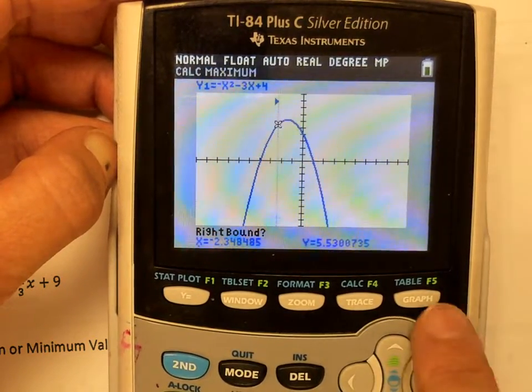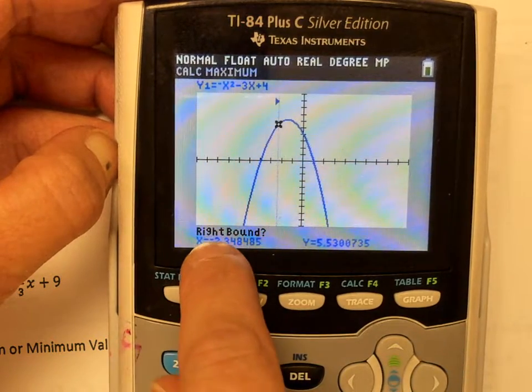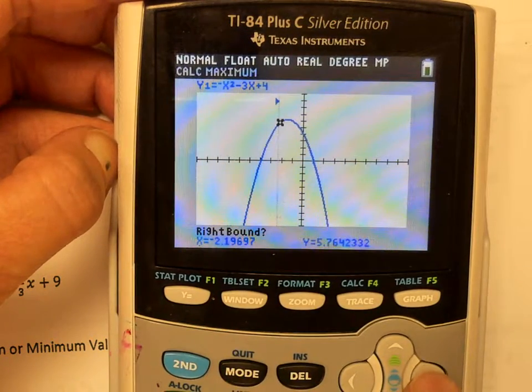So hit enter. Now you see how it says the right bound? Quit complaining.